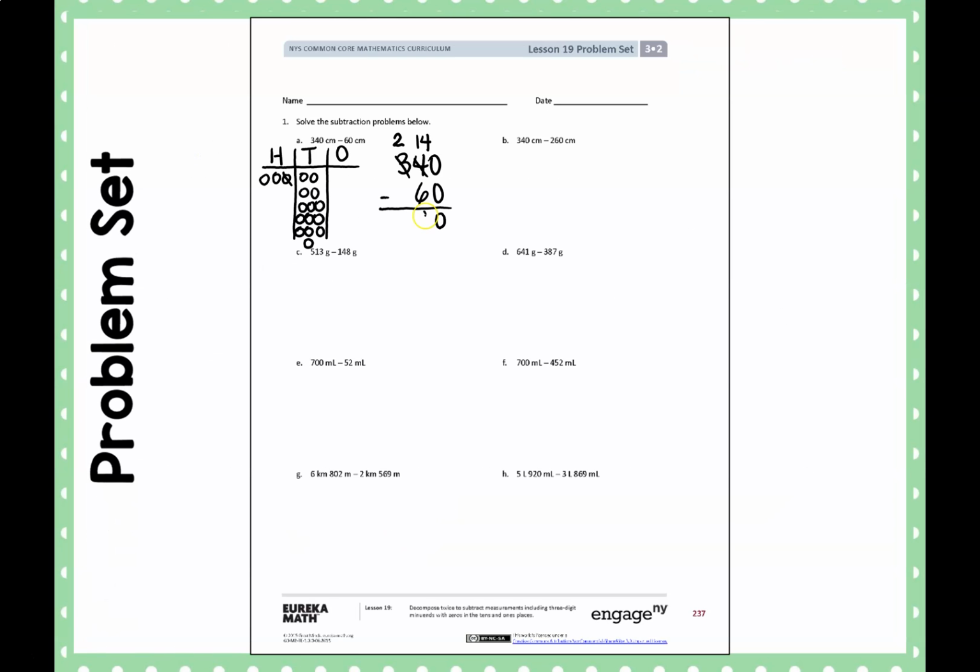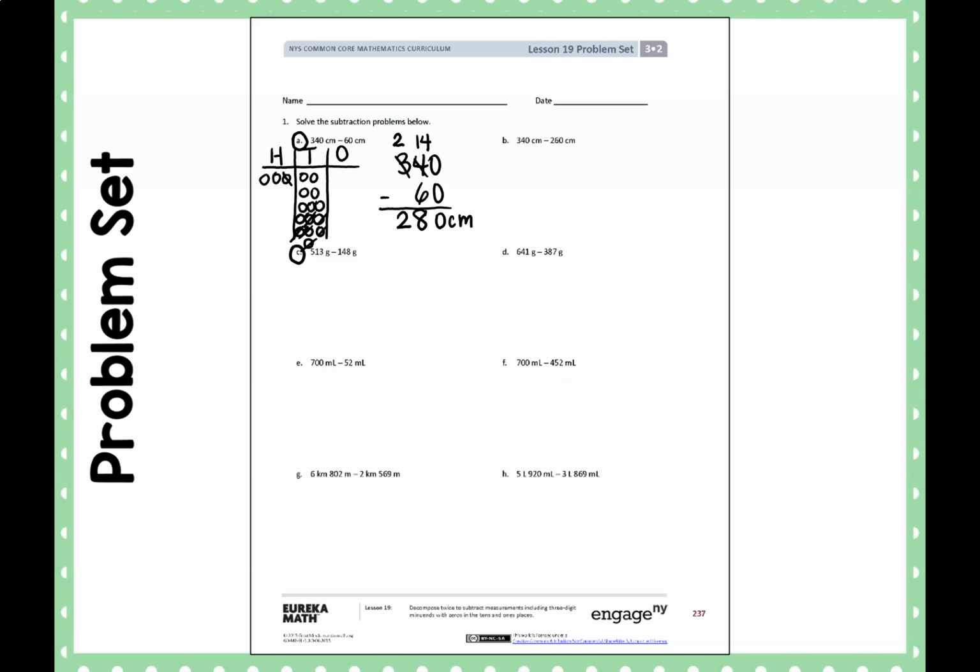14 take away 6 would be 8. So let's go ahead and cross off the 6. 8. And then we have 2 hundreds left. Take away none, because there's nothing in the hundreds place for a 60. So our answer would be 280. Okay. Very good job. Now we're going to move on. So we've done A. We're going to move on to C. Oh, 280 centimeters. Make sure you include your label.